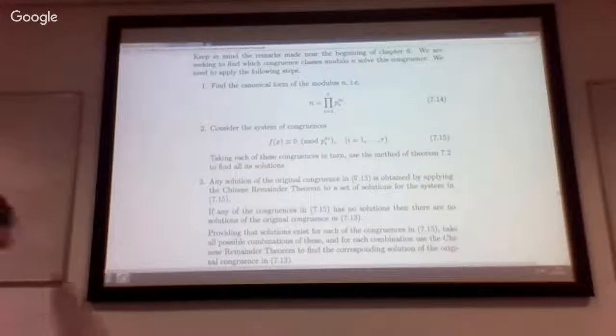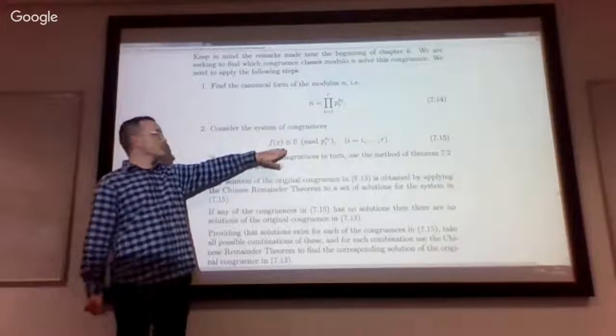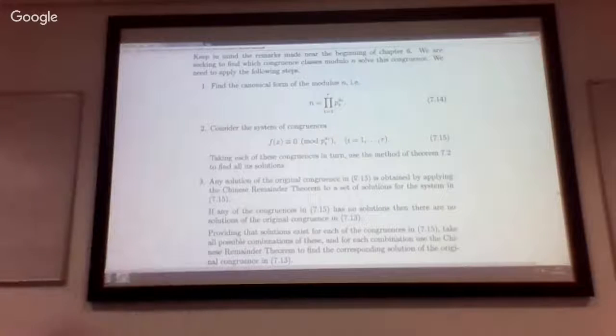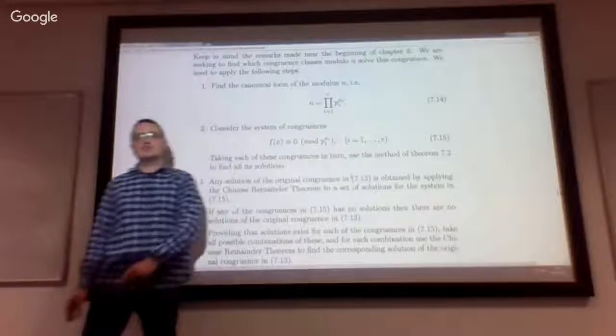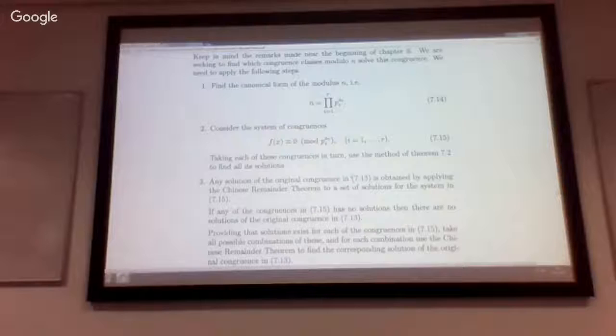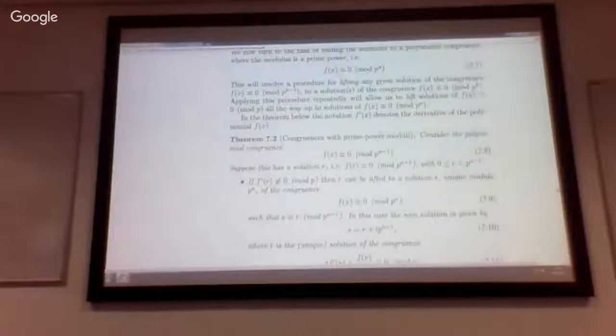So what this shows for us is that we need the ability to solve congruences like this. Okay? And this is what we're going to describe now. There's an algorithm for finding the solutions of these congruences. And it's based on what we call a solution lifting technique.